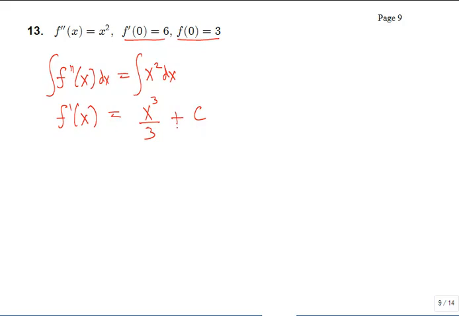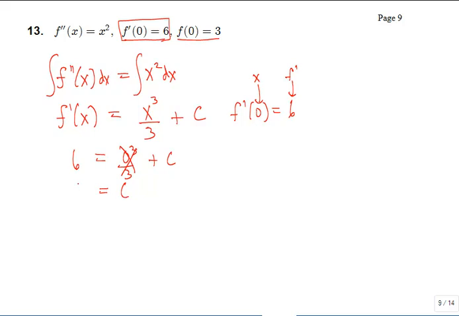Notice that this is a formula for the derivative of f, so I want to use the initial condition that refers to the derivative of f. So I want to be using f prime of 0 equals 6. The 0 is my x, the 6 is my f prime. So we're going to put 6 on the left side and 0 on the right side. So this will all go to 0, and c will just be 6. So that means f prime of x is x cubed over 3 plus our c, which was 6.